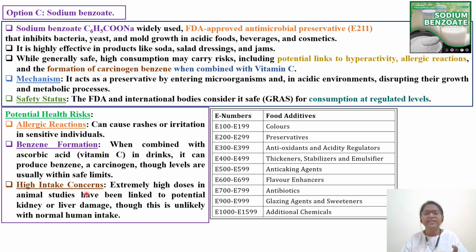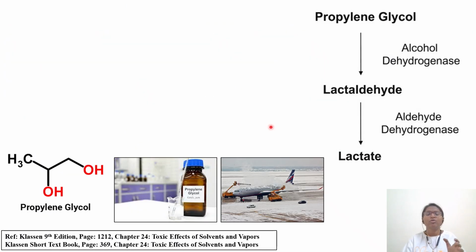And coming to high intake concern, yes, with extremely high doses in animals, there is some potential damage to the kidney and liver, because these are the two organs where metabolism is taking place. But such an association of adverse effects on the liver or kidney with humans has not yet been proved or found in the literature.